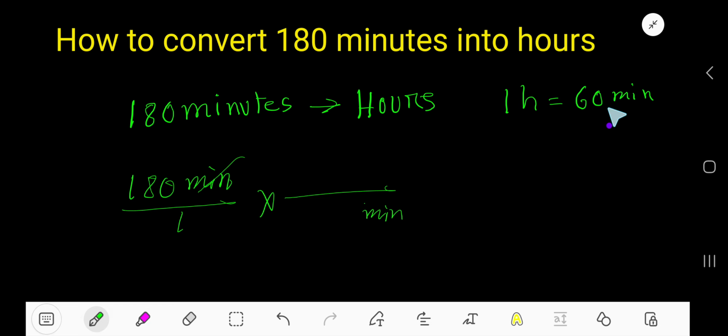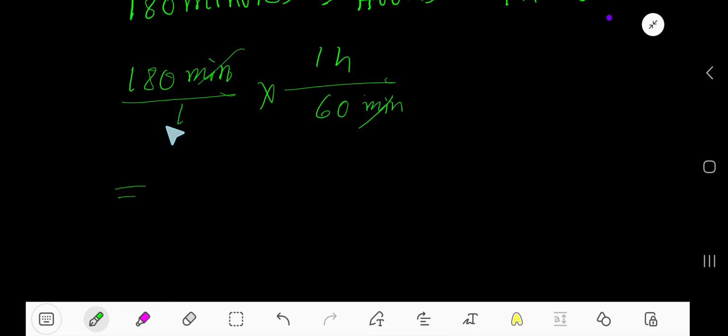The minute related side is 60 minutes, and the hour related side will be at the top. Now cancel this minute with this minute. So now we have 180 at the top, hour, then 60 times 1, 60 at the bottom.